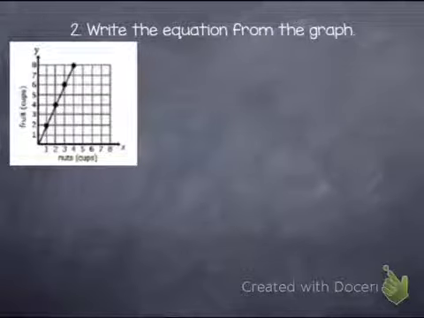Okay, number 2, we're going to write the equation from the graph. So the first thing that I want you to try and recall in your brain is what our slope-intercept form is. So jog your memory, see if you can come up with this, but it's y equals mx plus b. Hopefully you're really starting to get familiar with that.